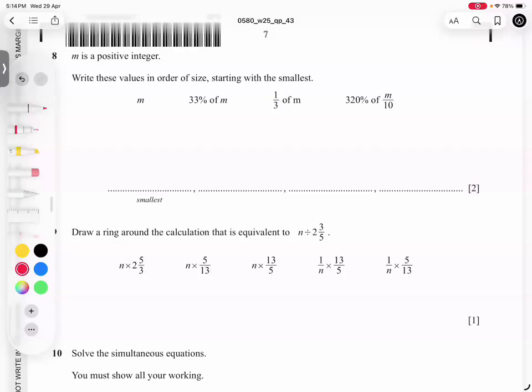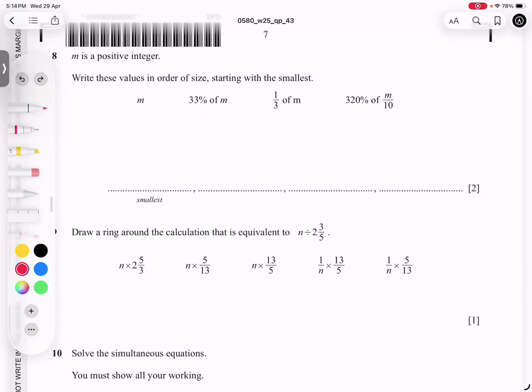Question number 8, students. We have m, a positive integer, and an integer is called a whole number. I can assume any whole number, or I can just leave it as it is, no problem at all. Look at m and m. I can assume a number, or I can just do it directly, no issue at all. Write down these values in order, starting with the smallest number.